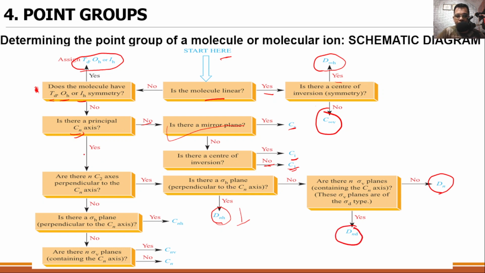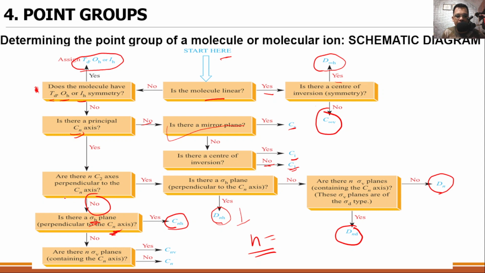Okay? So, paano naman kapag walang perpendicular axis? Meron ba tayong sigma h that is perpendicular to the Cn principal axis? If yes, that is Cnh. Remember, n is the principal axis, or 360 degrees divided by the rotation angle of the molecule.